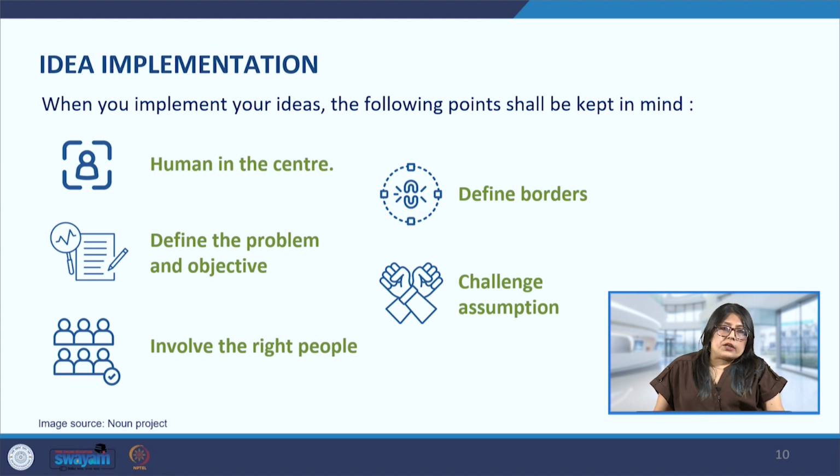Define the problem and objectives. So the problem and objectives have to be very, very clearly defined. Involving the right people is essential. So all team members should be competent enough. They should have the background so that they are able to evaluate and select the best idea so it can be taken forward. Although we are looking at creativity, still there have to be certain borders. We have to define the borders, the scope and limitations. And we also have to keep on challenging the assumptions that we have. So we have to keep on reminding ourselves to keep our assumptions aside and not let them interfere.